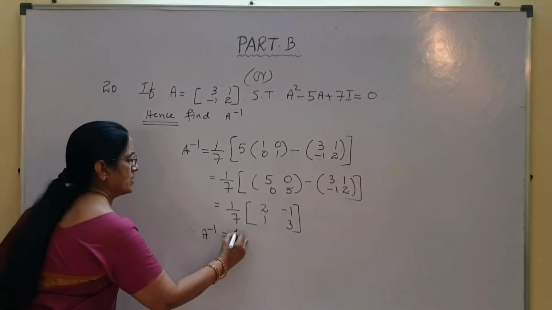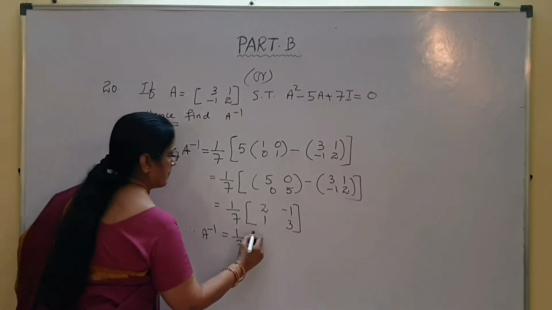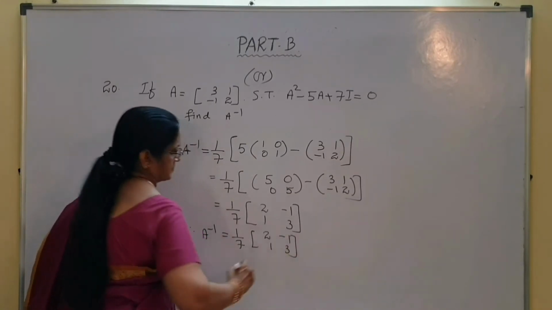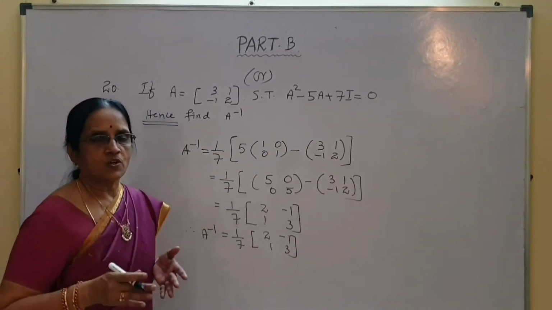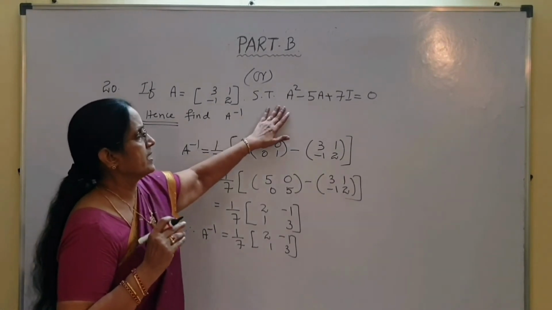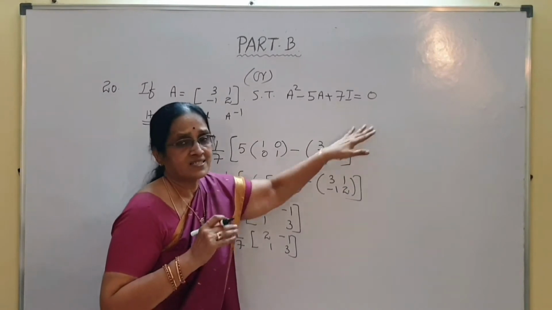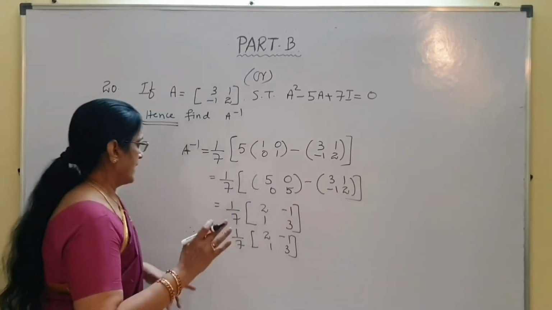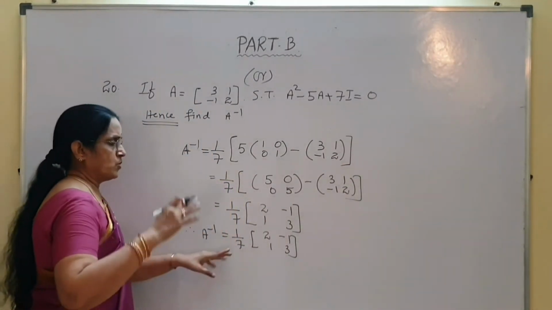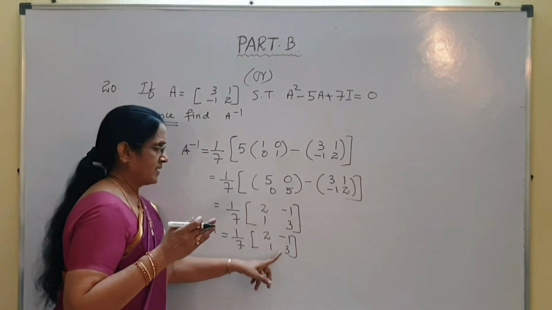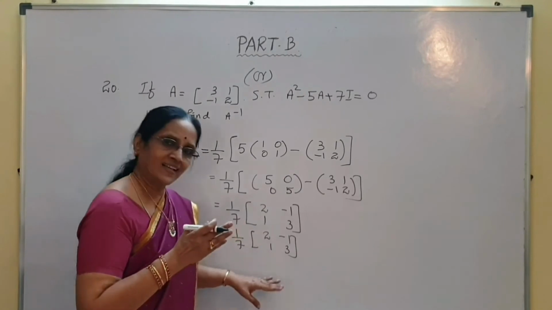A inverse is equal to 1 by 7 of the matrix 2 minus 1 1 3. Finally, you need to conclude your answer. If A square minus 5A plus 7I is equal to 0 matrix, proved. Then A inverse is equal to 1 by 7 of the matrix 2 minus 1 1 3. So that will be your final answer.